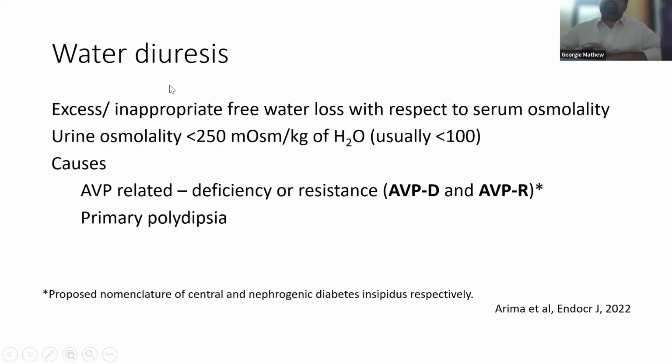So let's recap the situation. Water diuresis is excess or inappropriate free water loss with respect to serum osmolarity. So serum osmolarity or serum sodium. Before I go further, what are the components of calculating the serum osmolarity formula? If anybody can answer in the chat, just to know that you're listening and you know the basic aspects. Just put in the formula or the components of the formula. Can the students answer in the chat, or is that disabled?